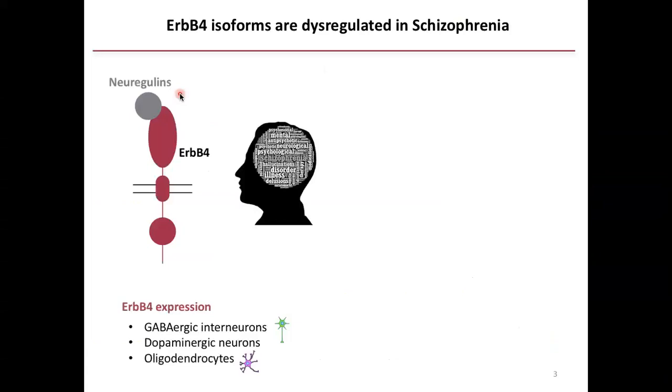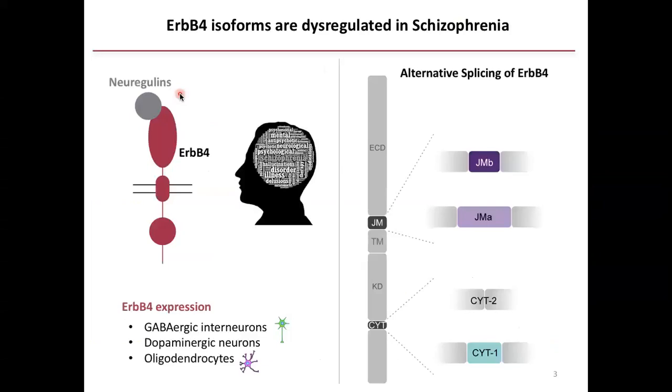ErbB4 is expressed at high levels in hippocampal and cortical GABAergic interneurons, but absent from glutamatergic neurons. ErbB4 is also expressed on dopaminergic neurons and oligodendrocytes. 4 ErbB4 isoforms are generated by alternative splicing at 2 loci.